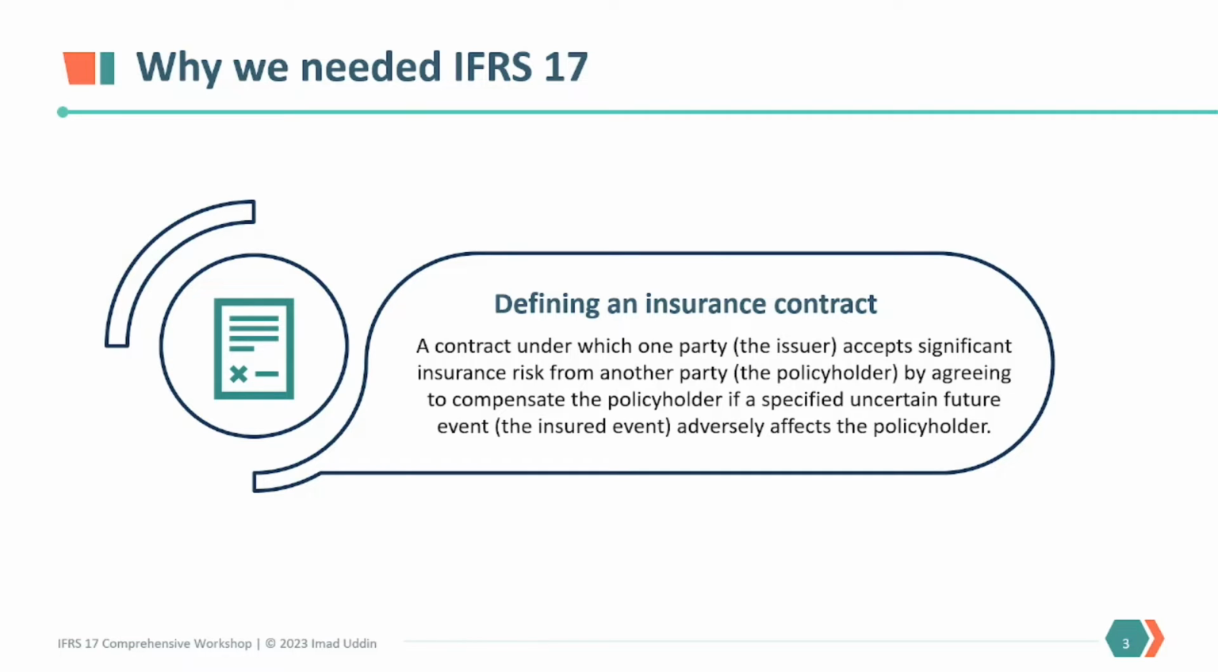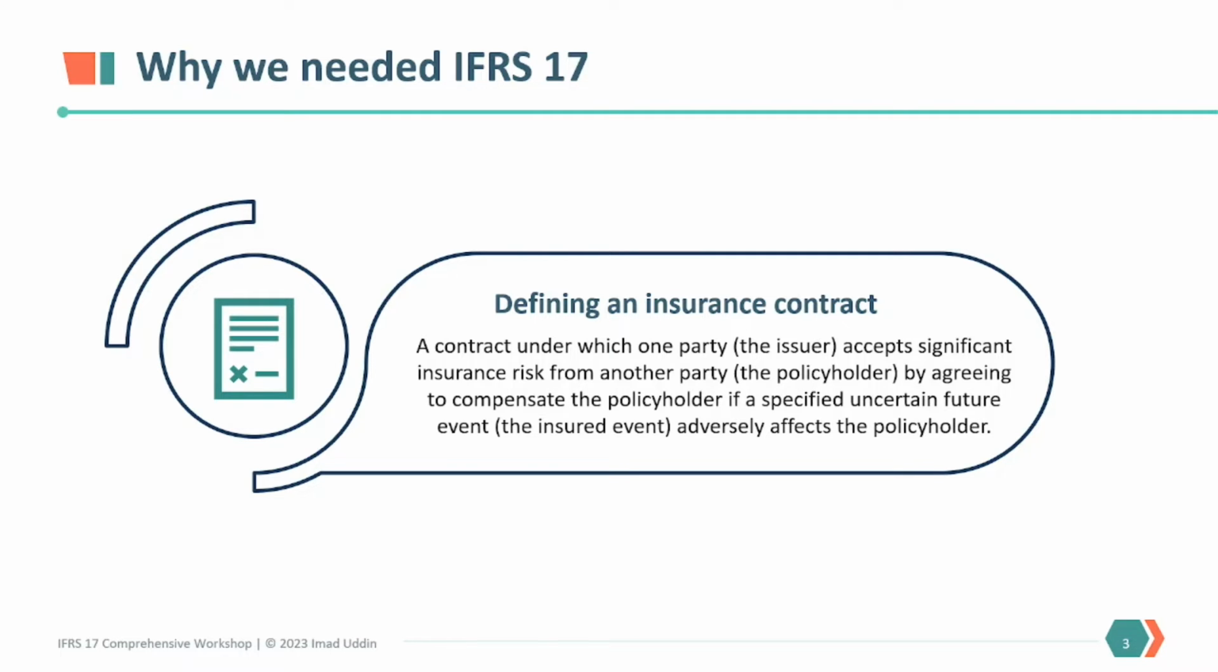IFRS 17 defines an insurance contract as a contract under which one party, the issuer, accepts significant insurance risk from another party by agreeing to compensate the policyholder if a specified uncertain future event adversely affects the policyholder. Now this definition is very important because this is the primary condition for the applicability of IFRS 17. Let me give an example.